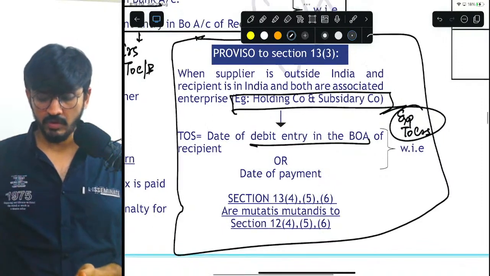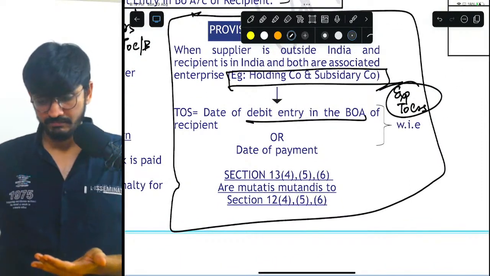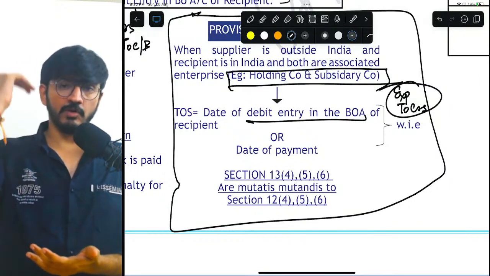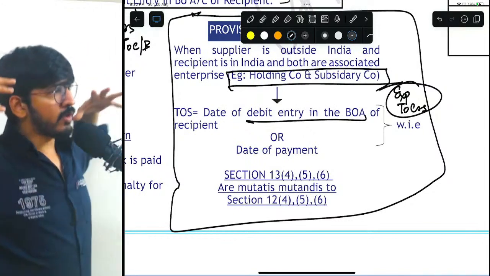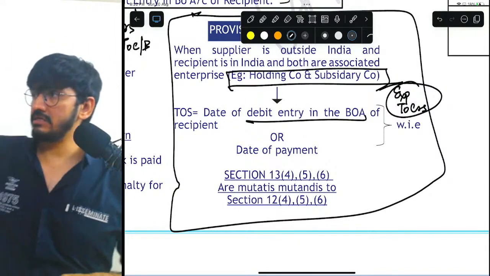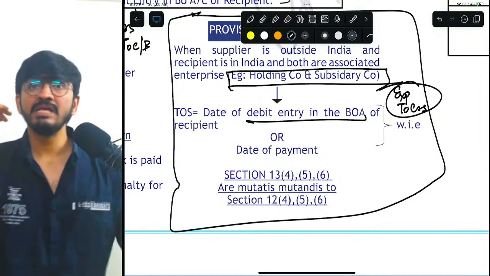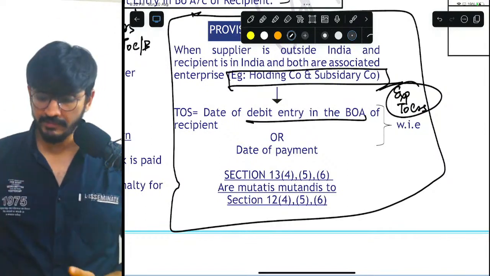Perfect. Now, 13.4, 13.5, 13.6 are mutatis mutandis 12.4, 12.5, 12.6. Be it your voucher, be it your interest, or be it residual case, doesn't matter. Whatever is applicable for goods is applicable for service. Goods, service, same to same. Perfect. That's it.